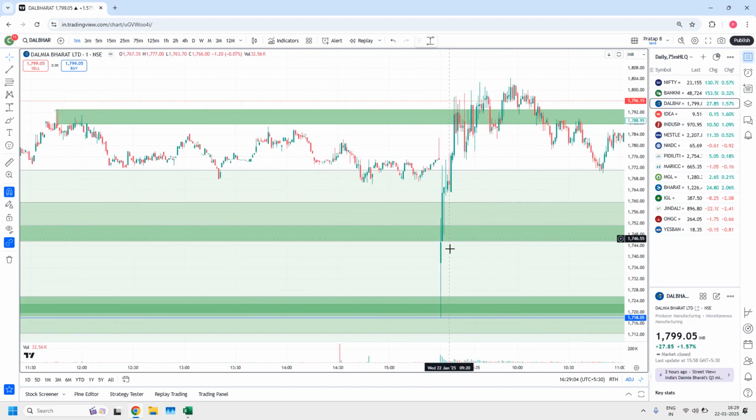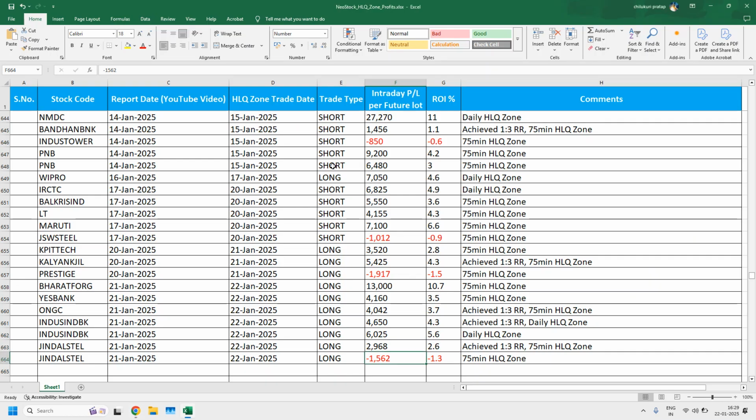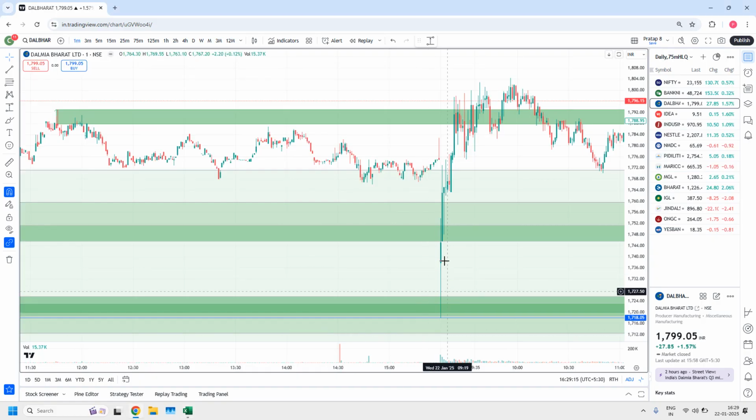But why didn't we register this stock in our Excel sheet? See, Dalmia Bharat is not there in our Excel sheet in today's trades. Maybe it would have given you a huge profit, maybe 10% ROA or 12% ROA you would have got in this stock.